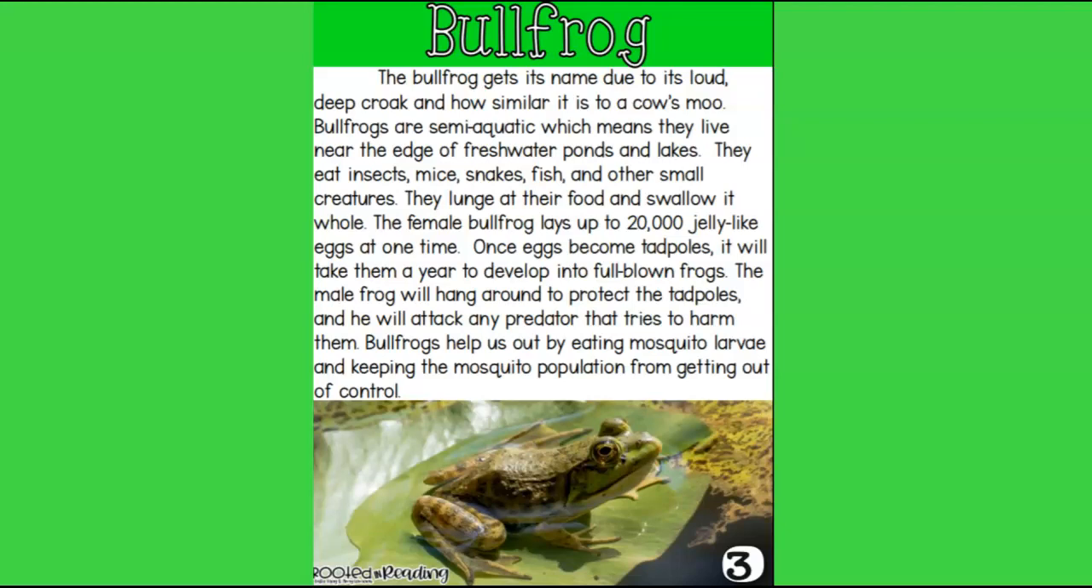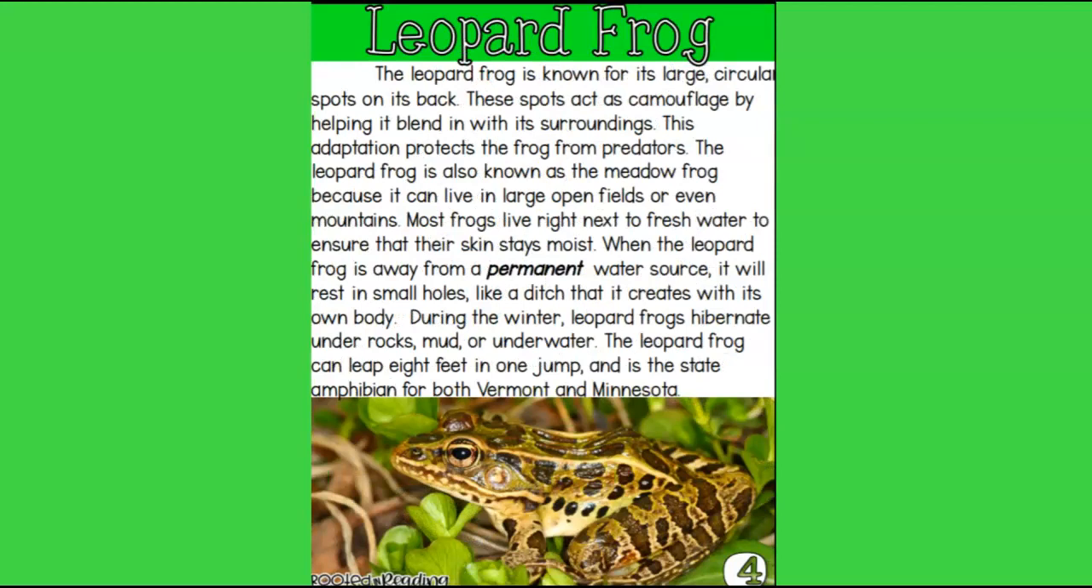The female bullfrog lays up to 20,000 jelly-like eggs at one time. Once eggs become tadpoles, it will take them a year to develop into full-blown frogs. The male frog will hang around to protect the tadpoles, and he will attack any predator that tries to harm them. Bullfrogs help us out by eating mosquito larvae and keeping the mosquito population from getting out of control.